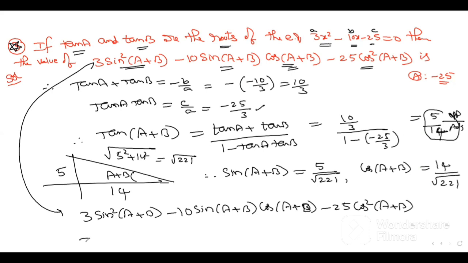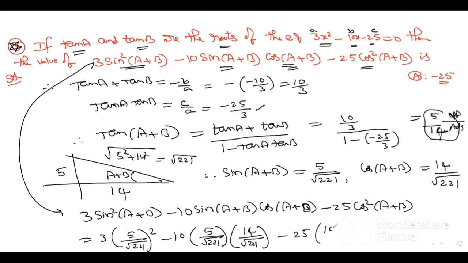So it will become 3 times sin of A plus B value, 5 by root 221, whole square, minus 10 times sin A plus B, here 5 by root 221, cos A plus B, here 14 by root 221, minus 25 times cos square, 14 by root 221 whole square. After that, it is going to be, answer is minus 25.